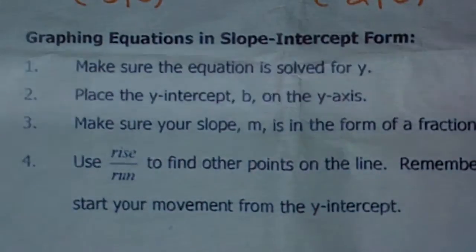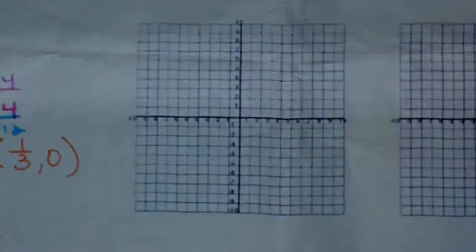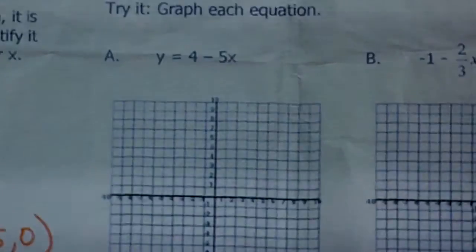Remember, I like 3 points, 3 pointers. And remember, you're not starting your movement for your slope from the origin. You're starting it from your y-intercept. So let's try a few. Usually the examples are what helps all of this make sense.